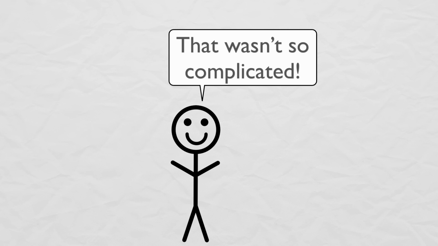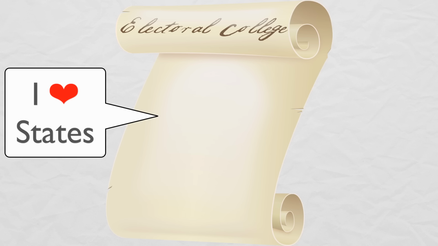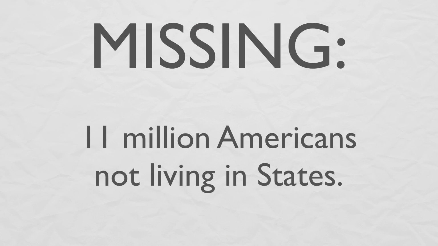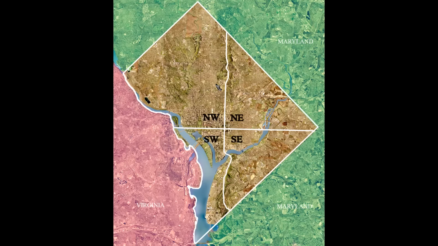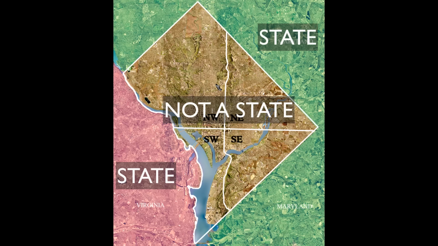That wasn't so complicated, you say? Well, there were a few details left out. The Electoral College loves states, but what about the 11 million Americans who don't live in a state? What happens to their vote, and where are these people hiding? There are about 600,000 in the District of Columbia, an area set aside specifically not to be a state so that the capital of the country would be free of local politics.